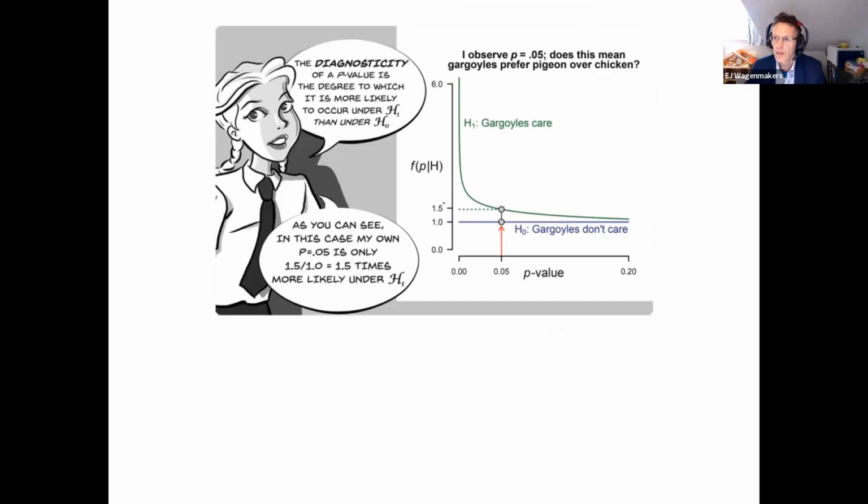We can discuss the diagnosticity of a p-value as the degree to which it's more likely to occur under the alternative hypothesis than under the null hypothesis. So in this case, you see the distribution of p-values under the null, you see it under the alternative, and the diagnosticity of that p-value of 0.05 is simply the ratio of the height of the curves. So that p-value of 0.05 is only 1.5 times more likely under the alternative than under the null, and that's simply not very impressive. Okay, so far so good.